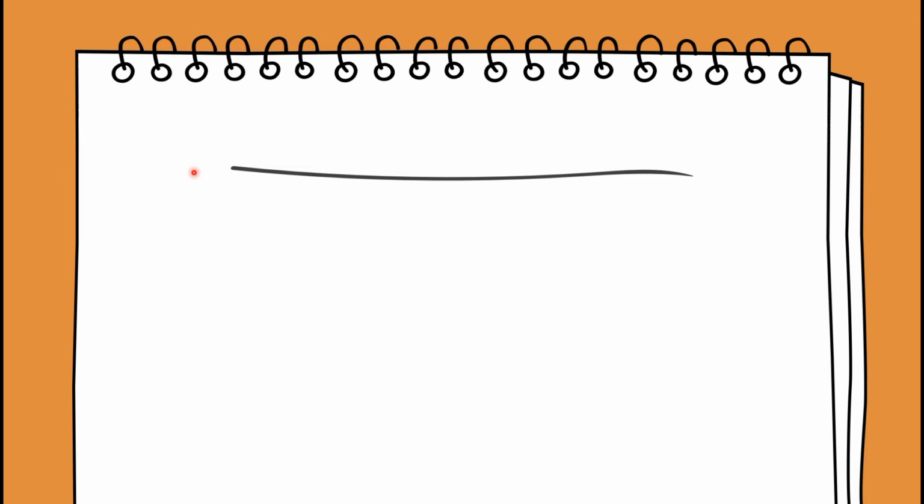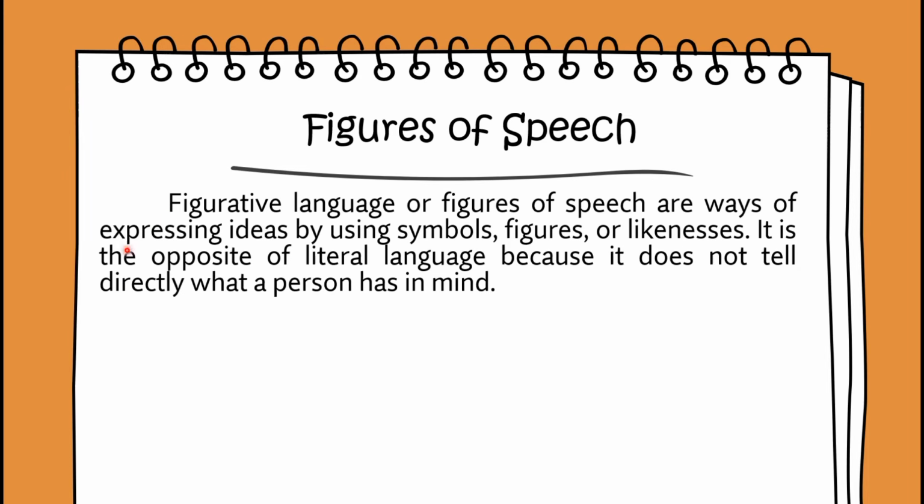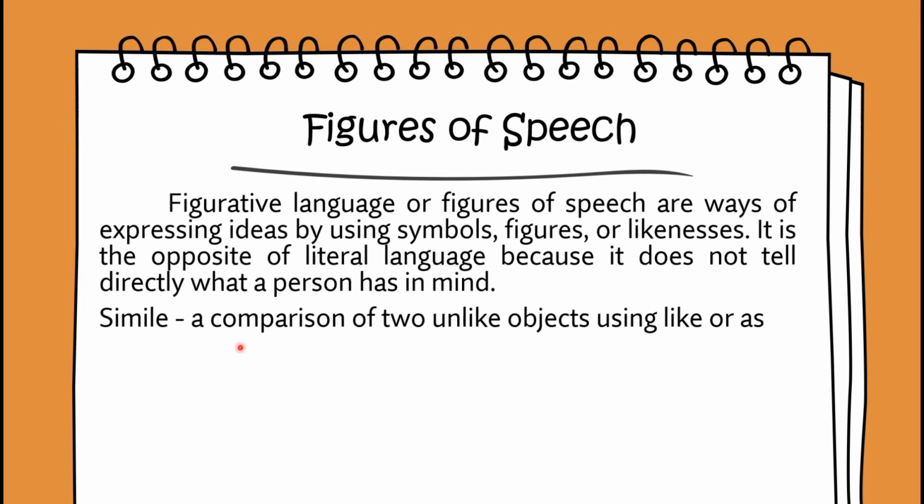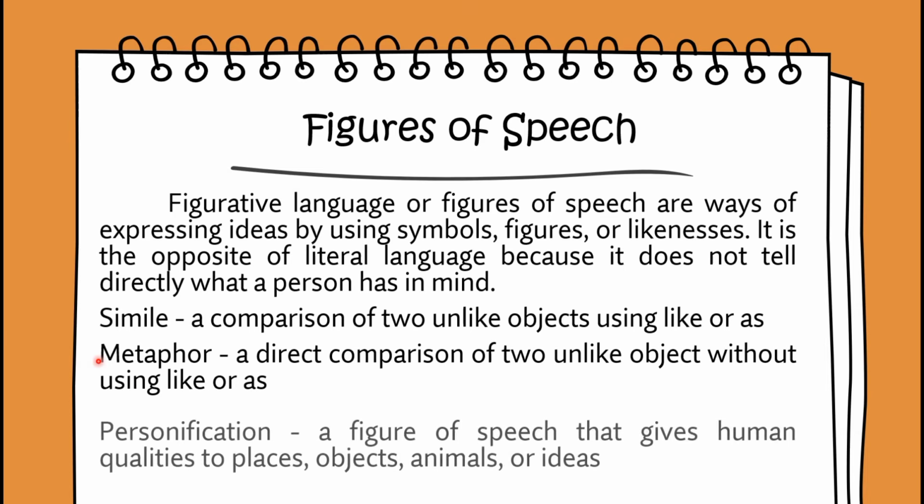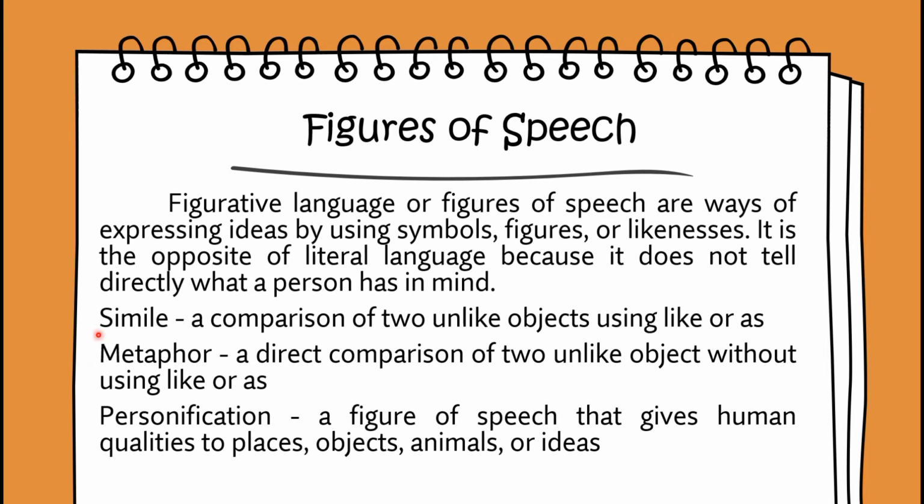But what are figurative language or figures of speech? Figurative language or figures of speech are ways of expressing ideas by using symbols, figures, or likenesses. It is the opposite of literal language because it does not tell directly what a person has in mind. There are many types of figures of speech or figurative language. Some of these are simile, metaphor, and personification. Simile is a comparison of two unlike objects using like or as. For example, as beautiful as a rainbow, meaning to say you are telling someone that she is beautiful.